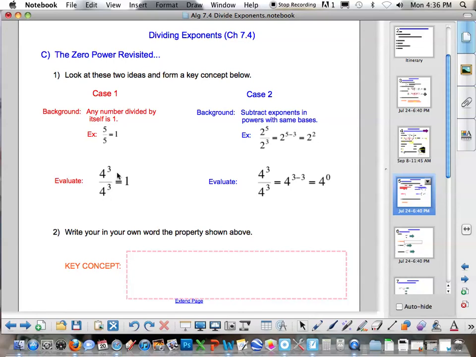Yes, I have some powers here that I could evaluate, but I know that because 4 to the third is the same as 4 to the third, it has to be equal to 1. Okay, let's look at the same problem in another way.